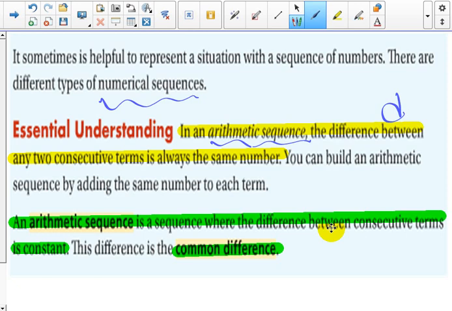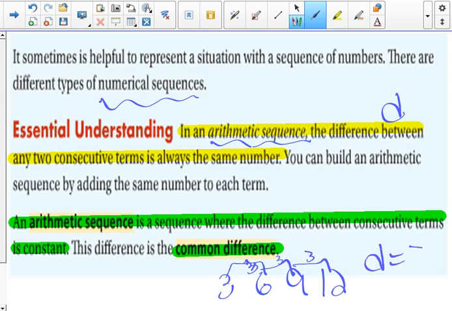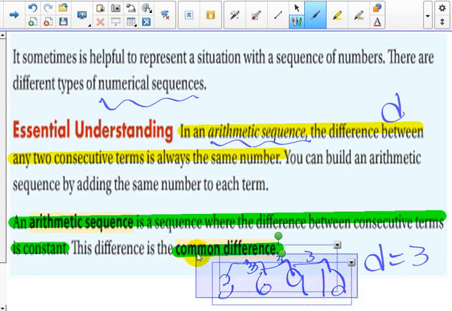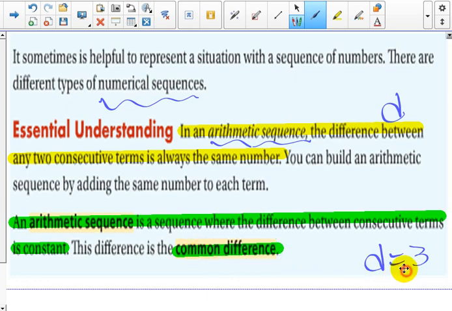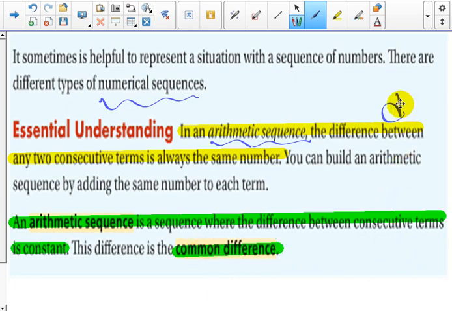So if I had, let's say, 3, 6, 9, 12, what's my difference between all these numbers? 3, and it's the same between all of them, right? 6 minus 3 is 3, 9 minus 6 is 3, 12 minus 9 is 3. So I've got the same difference. So we could say that our d is equal to 3. Does everybody see that? That's all this is talking about. The same difference.